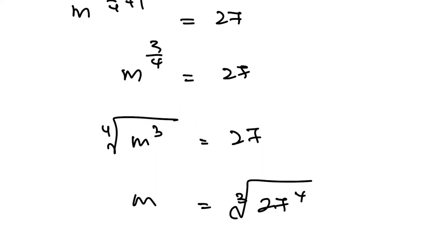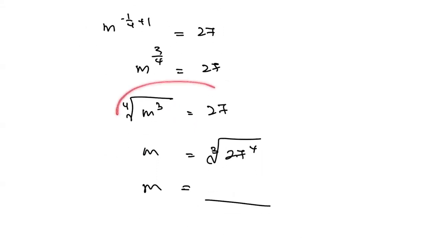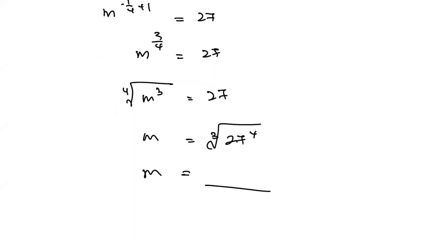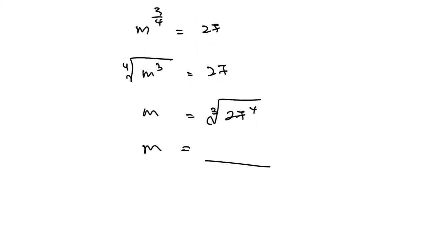This means that m cubed to the fourth root. And we slowly throw over one by one. We can just take it to the power of 4 and then cube root it. So try to type your answer here, 27 to the power of 4, then cube root the answer. You should get 80.